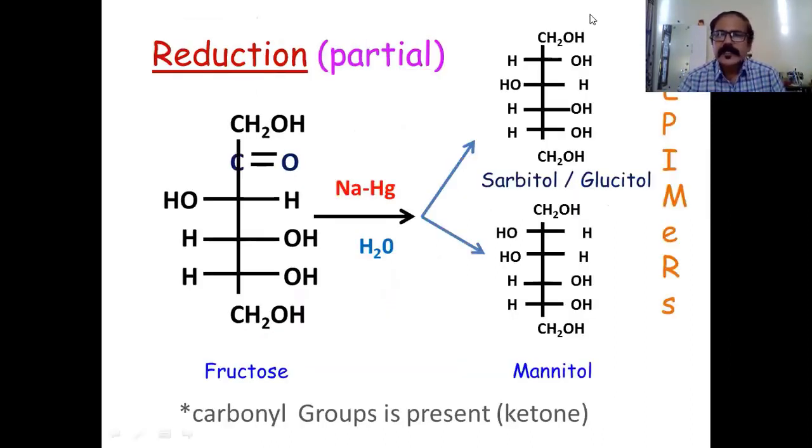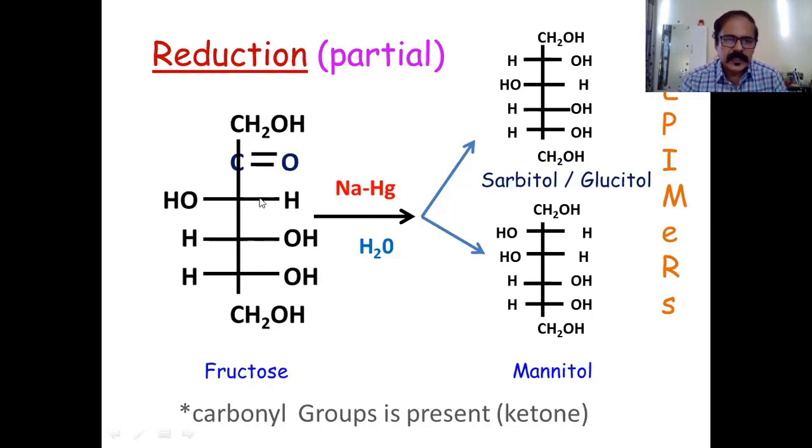Reduction. Reduction is nothing but adding hydrogens. If you add limited hydrogens, we call it partial reduction. If you add more hydrogens, we call it full reduction, or we use a strong reducing reagent. Here we are using a weak reagent which gives a limited number of hydrogens. That reagent is sodium amalgam. Sodium is a soft metal, and mercury is a metal in liquid state. When sodium and mercury are merged, you get an amalgam. This sodium amalgam in the presence of water will give hydrogens.